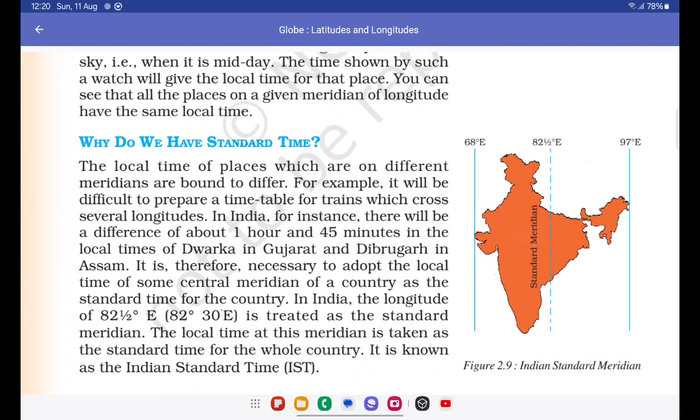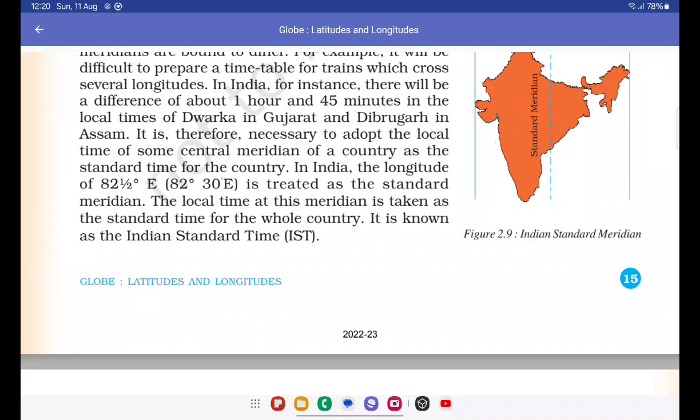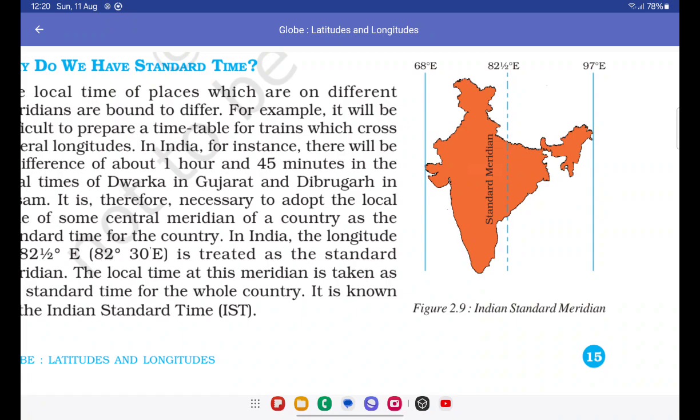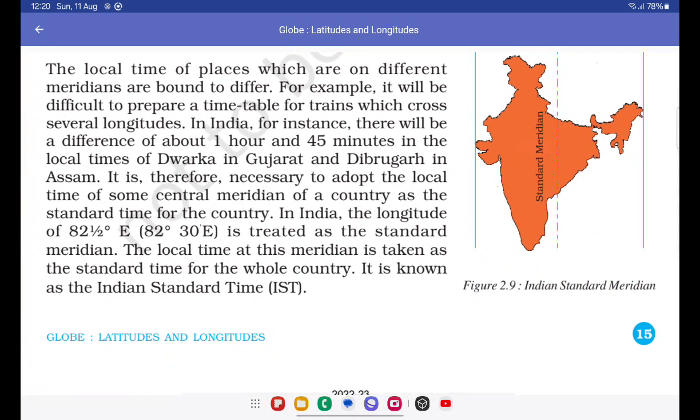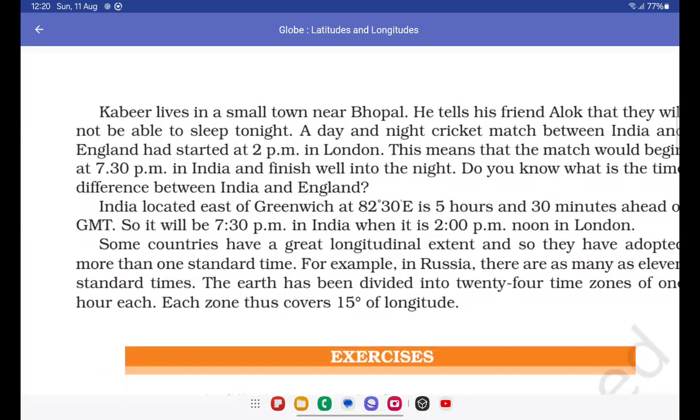It is therefore necessary to adopt the local time of some central meridian of a country as the standard time of the country. In India, the longitude of 82.5 degrees east is treated as the standard meridian. The local time at this meridian is taken as the standard time for the whole country. So the time at the center, at the standard meridian, is taken to be the time in all of the country. It is known as the Indian Standard Time.